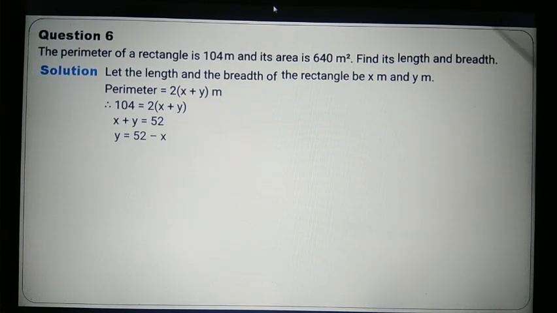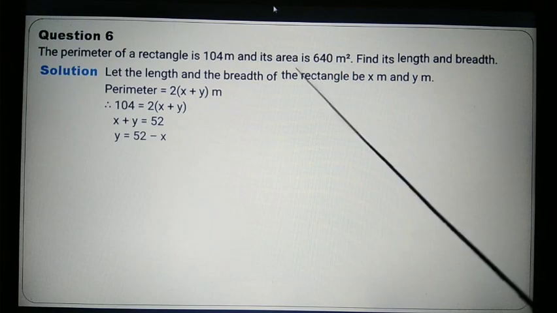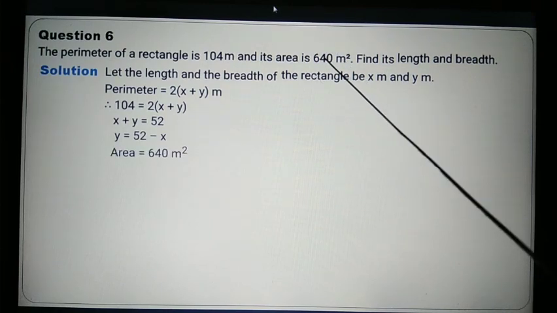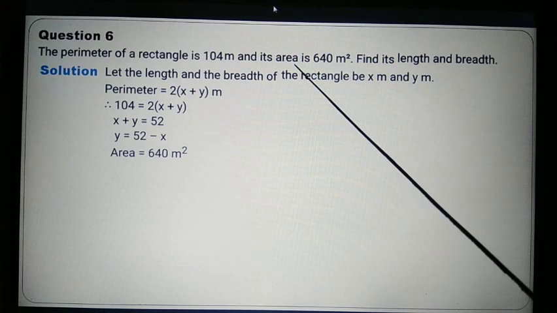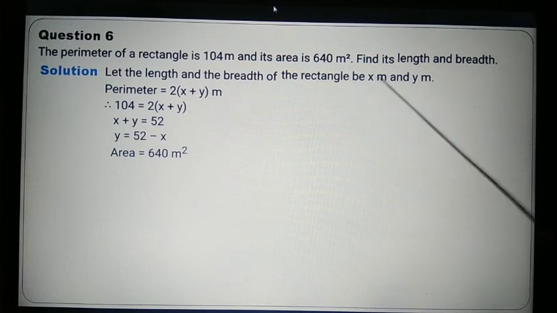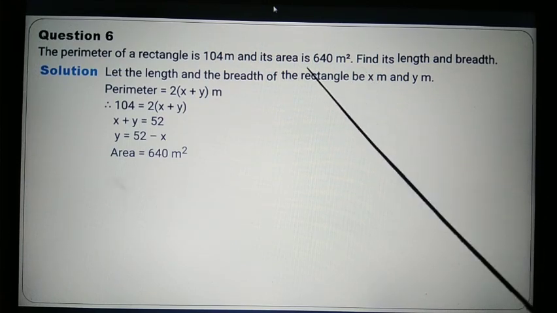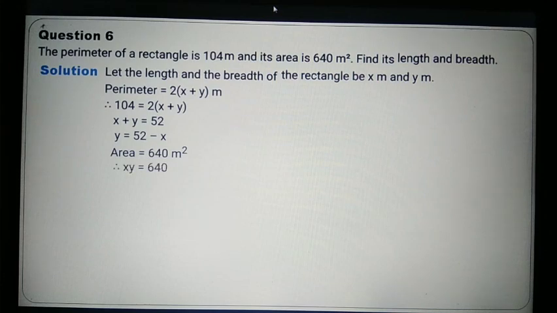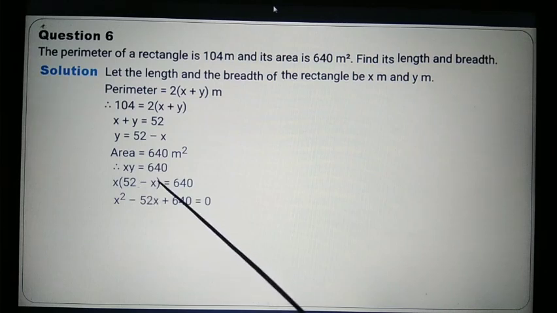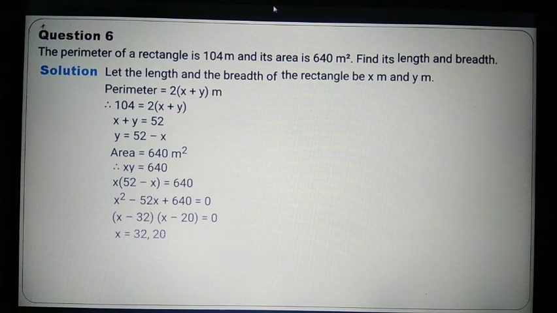Now one more thing is given which we have not used till now, that is area. So area is given to be 640 meter square. The area formula for a rectangle is length into breadth, and what is length? It is x, and breadth is y. So it will be x into y, that is xy. So xy also gives me the area for a rectangle. Therefore xy equals 640, and just now we saw that y equals 52 minus x. So instead of y, I am writing 52 minus x. Then open the bracket, and you'll arrive at this quadratic equation. Fine, solve it. The values for x will be 32 and 20.